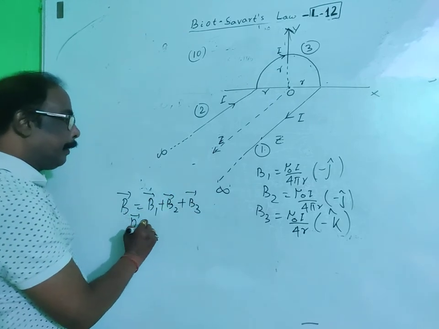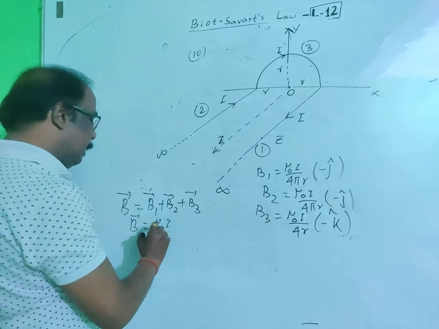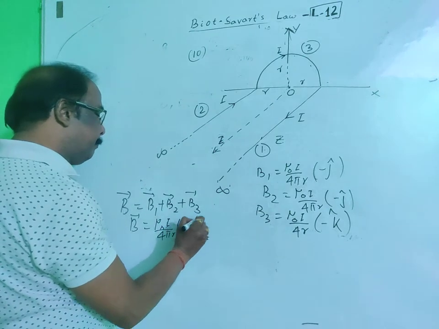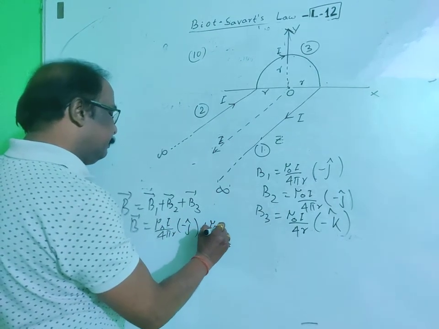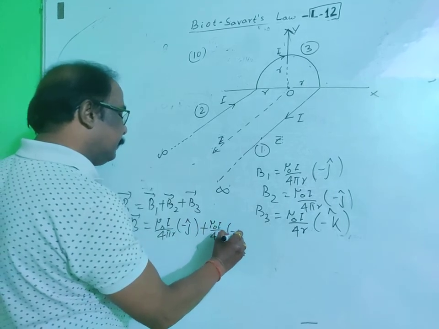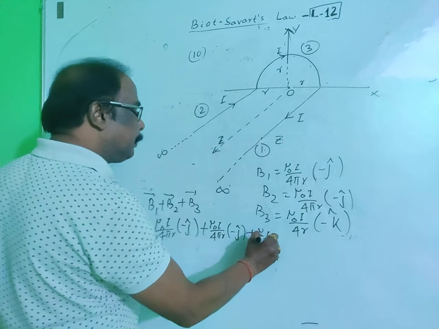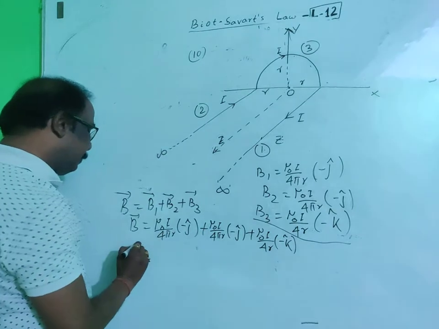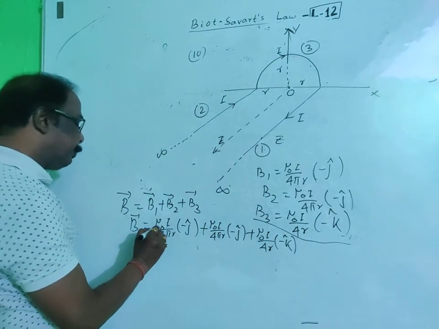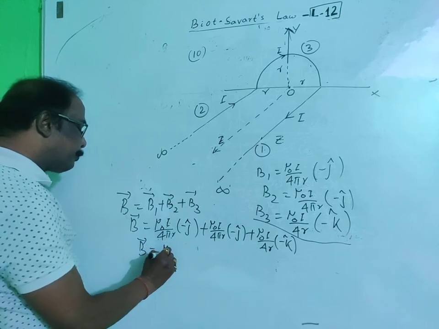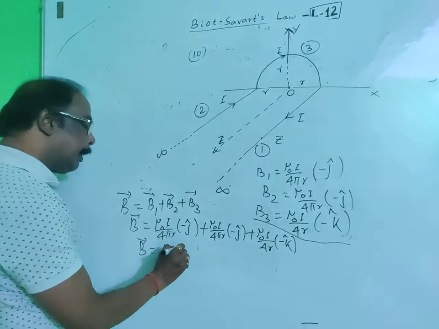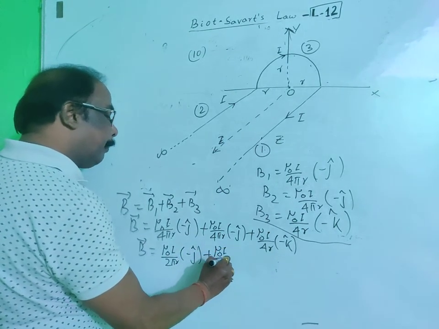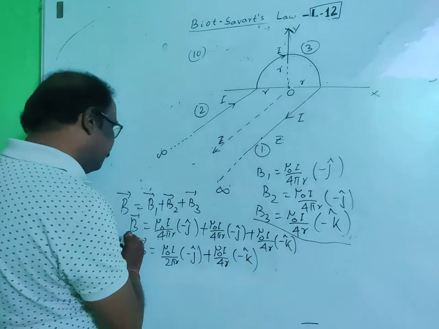Then the resultant magnetic field is B1, mu naught I by 4 pi r, minus j cap. B2, mu naught I by 4 pi r, minus j cap, plus B3, mu naught I by 4 r, minus k cap. Then these two are the same. Then the resultant magnetic field is 2 into mu naught I by 4 pi r, which means mu naught I by 2 pi r, minus j cap, plus this one, mu naught I by 4 r, into minus k cap. This is in vector form.